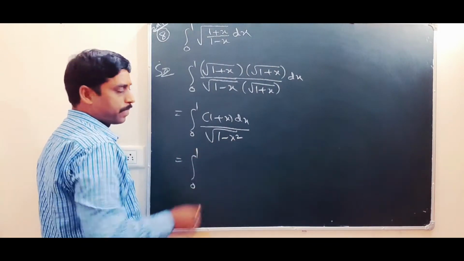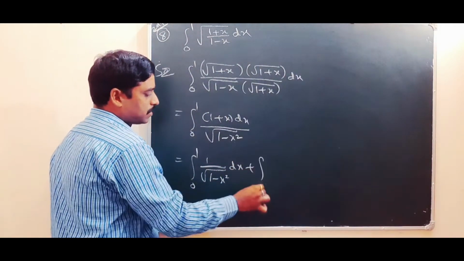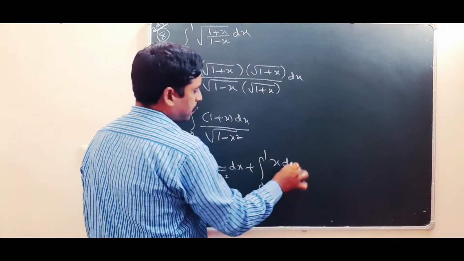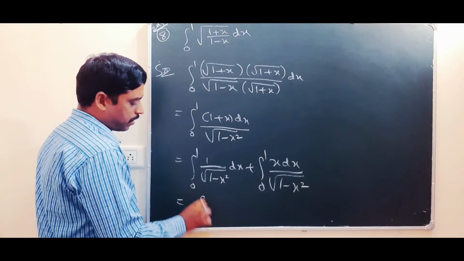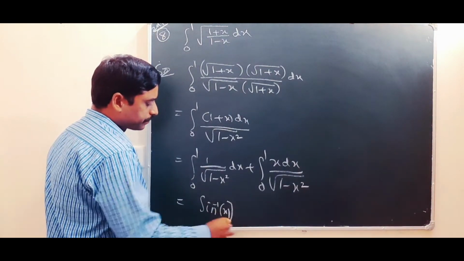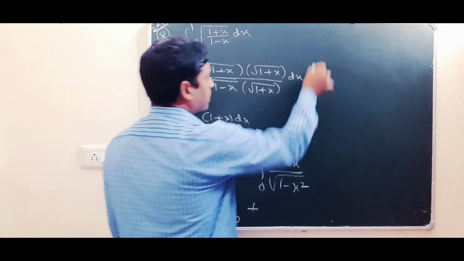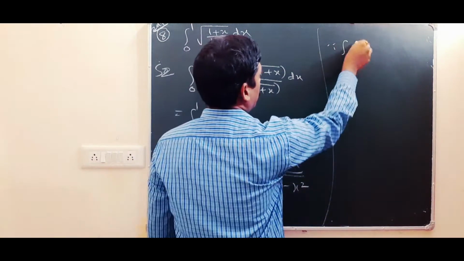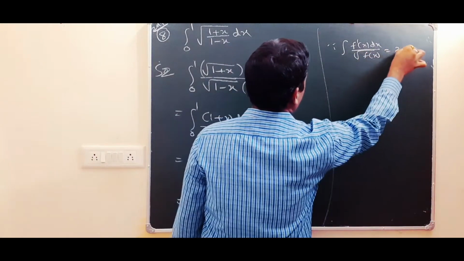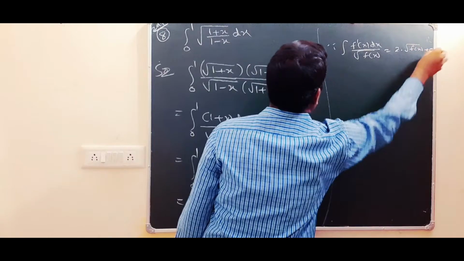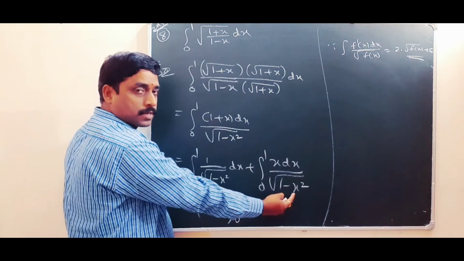Integral 0 to 1 of 1 by root 1 minus x square dx plus integral 0 to 1 of x dx by root under 1 minus x square. For the first we have the formula sin inverse x, limits 0 to 1. For the second we have one formula: integral f dash x dx by root f of x is 2 into root f of x plus c. Okay. Let us take 1 minus x square as f of x.